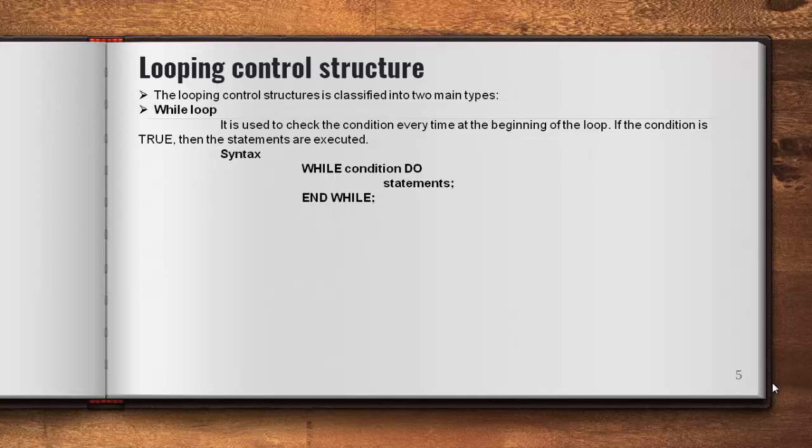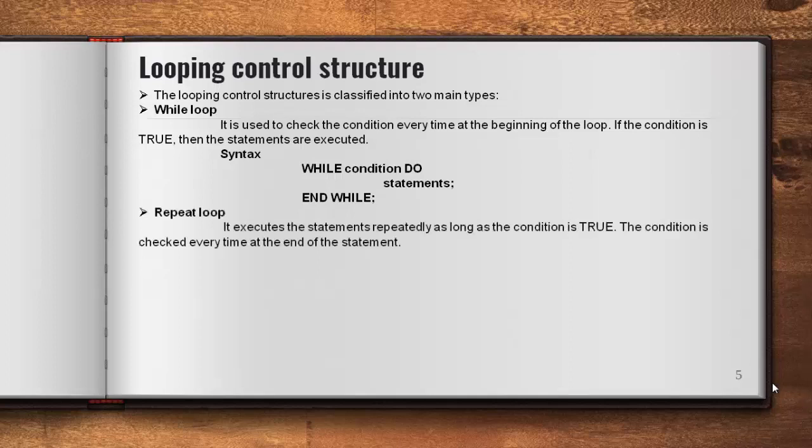The while loop checks the condition at the beginning, whereas the repeat loop checks the condition at the end. So in the repeat loop, the loop will rotate until the condition becomes true. It means that whenever the condition is false, it will not come outside; it will repeat the particular loop again and again until the condition becomes true. Once the condition becomes true, it will not repeat again. The syntax of the repeat loop is: repeat, you provide the statements, then you give the until keyword and then the condition. You have to end with end repeat.